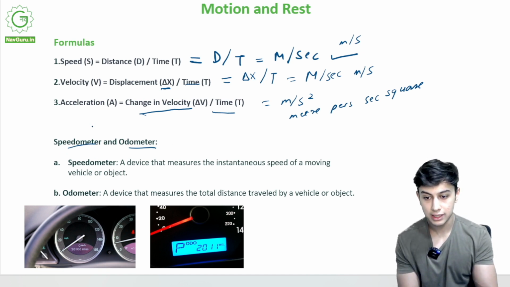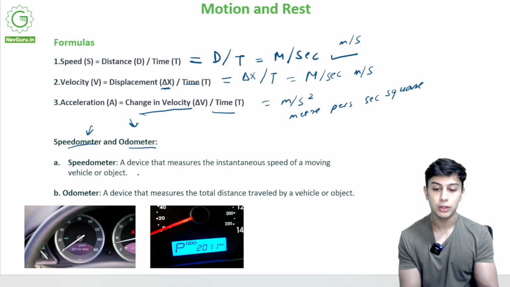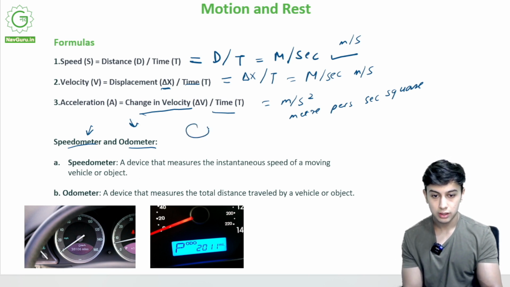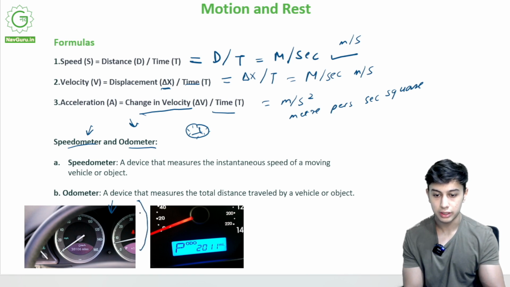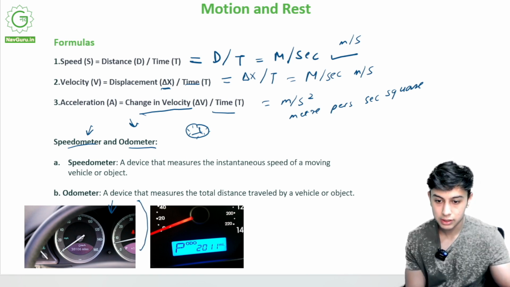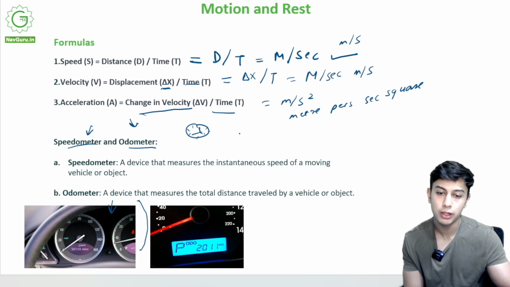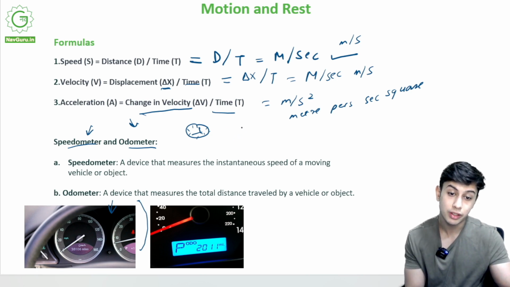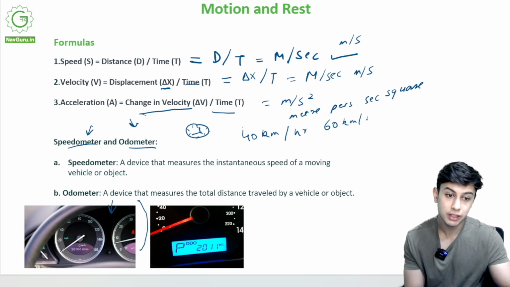How do we measure speed and distance? We use these devices: speedometer, odometer. In your car, you've seen this clock-like structure behind the steering wheel. This determines the speed. This shows 60 km per hour, 40 km per hour. What does that mean? At this given speed, I would travel 40 km in a given hour. I would travel 60 km in a given hour.